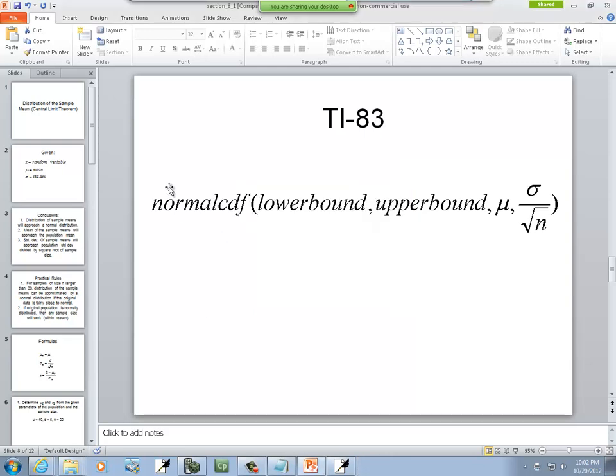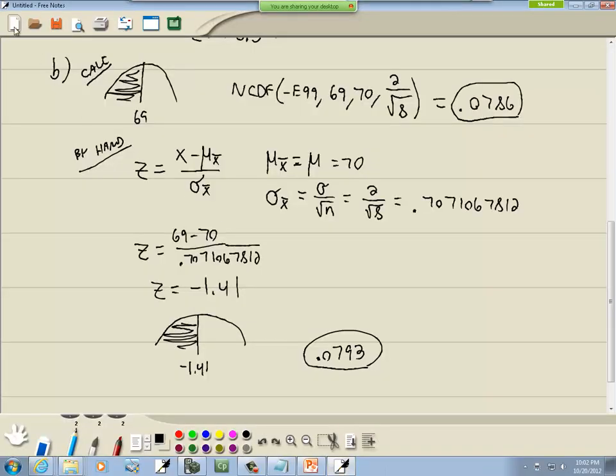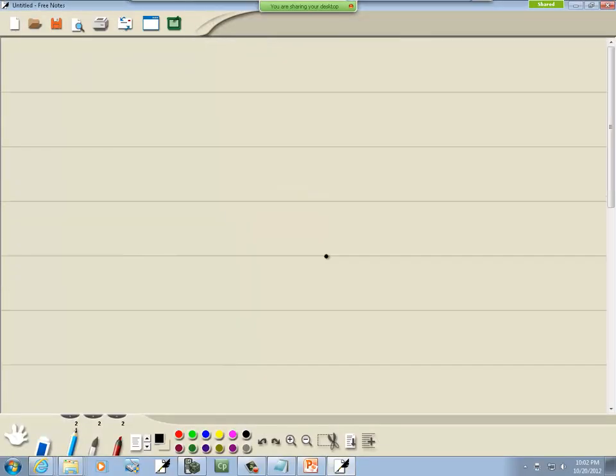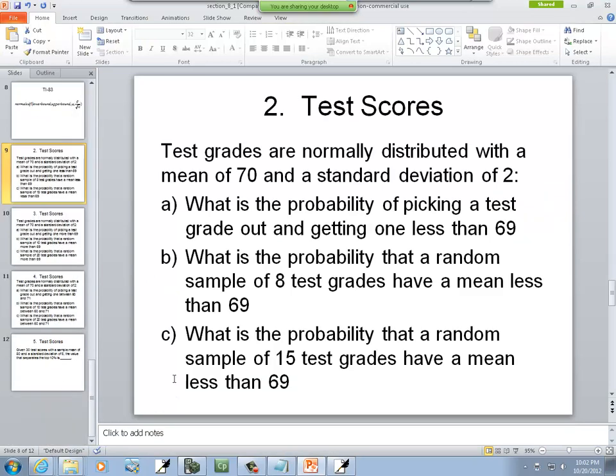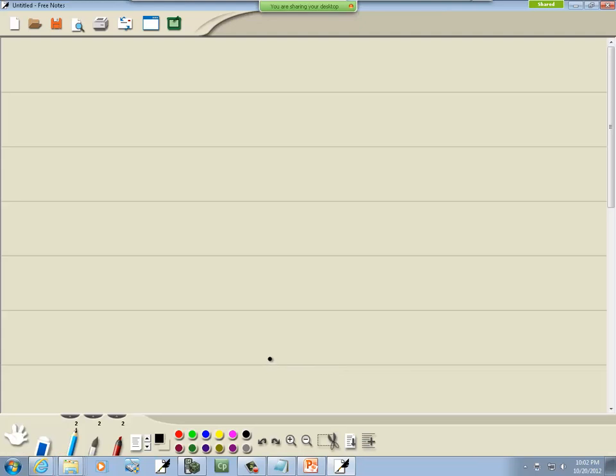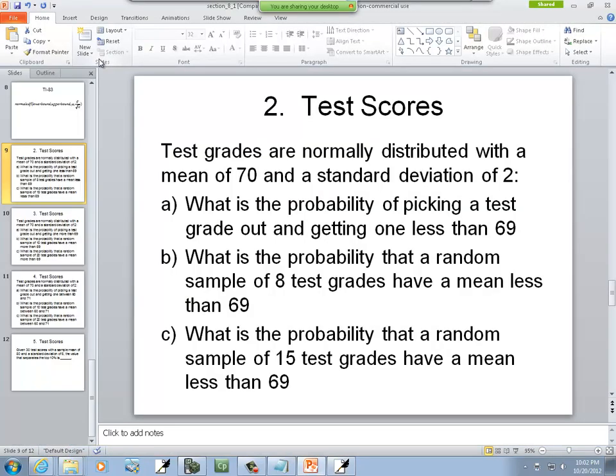PDF. There we go. And ready for part C on that problem. Still on 2. This is part C now.